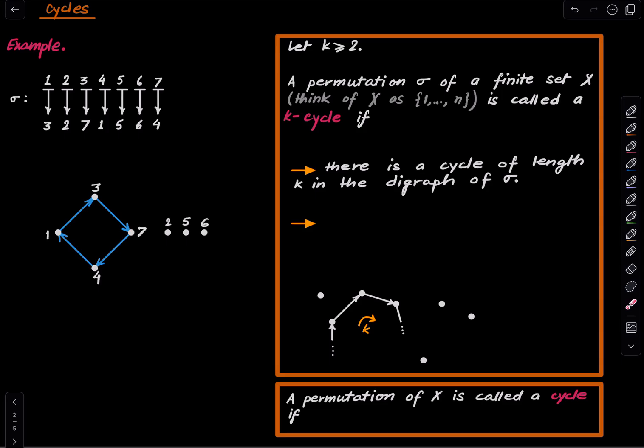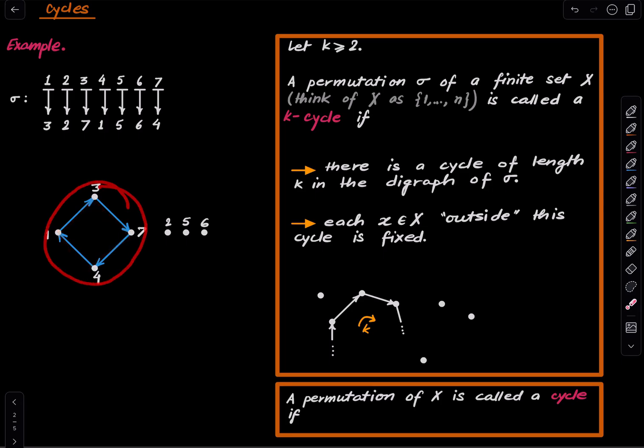Now this may get confusing because the word cycle here refers to the permutation, while the word cycle here is referring to a graph theoretic notion. This is what we are defining, while this is a graph theoretic notion which is already defined. So the word cycle has been overloaded, but I hope no confusion is caused. We say it is a K cycle if there is a cycle of length K in the digraph of sigma, and everything outside this cycle is fixed. In our picture, we have a cycle of length 4, and everything outside this cycle, meaning 2, 5, and 6, is fixed, which they are. So this sigma is a 4 cycle.